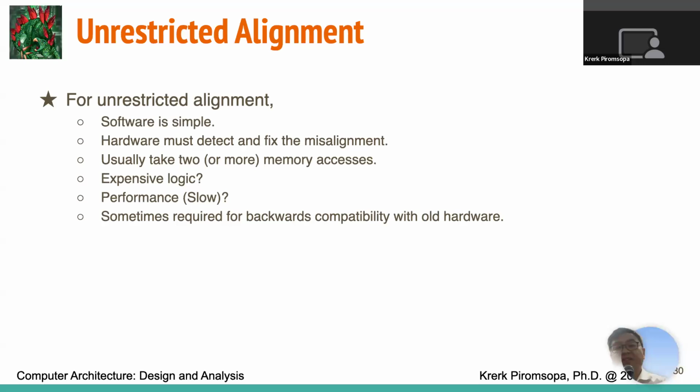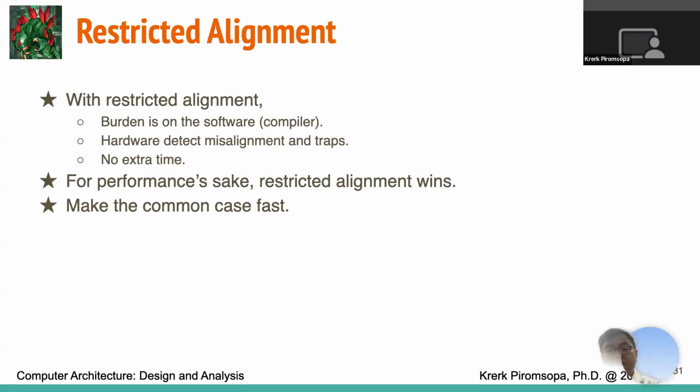Right? So with unrestricted alignment, it's easy to write software. Restricted alignment is a burden on software, or in this case, the compiler. But it's faster. And you may not know, for modern processors like modern-day Intel, the best performance is 16-byte alignment. There is a reason behind that, but it would take an hour just to explain.